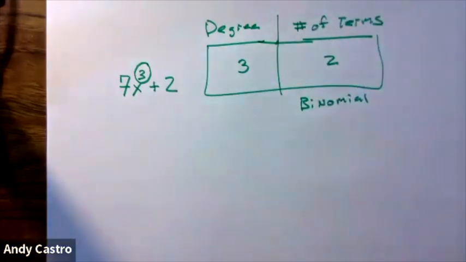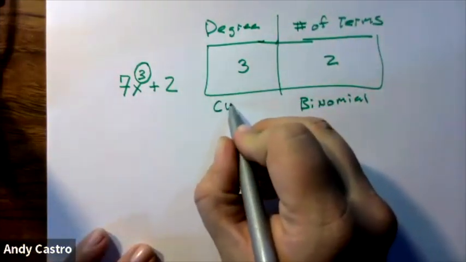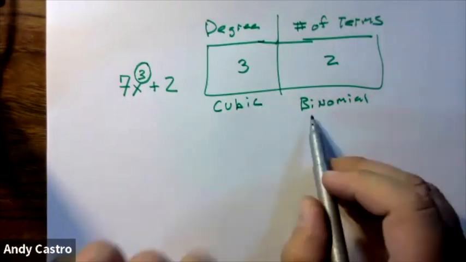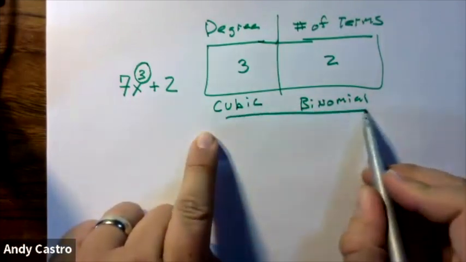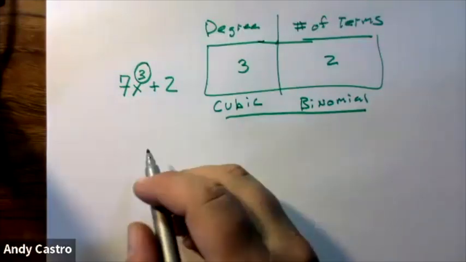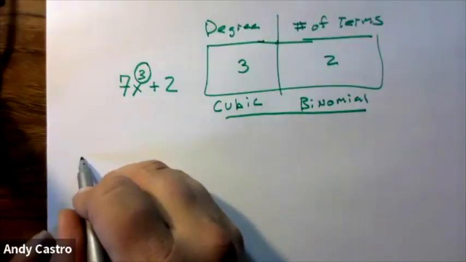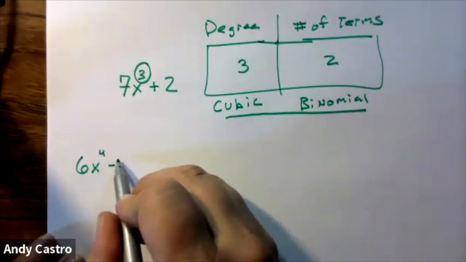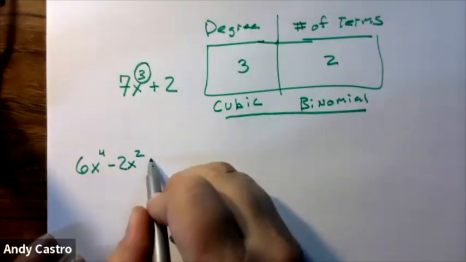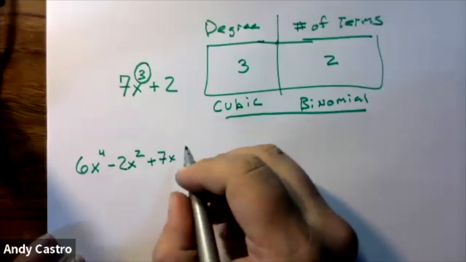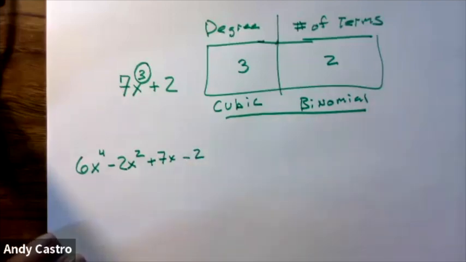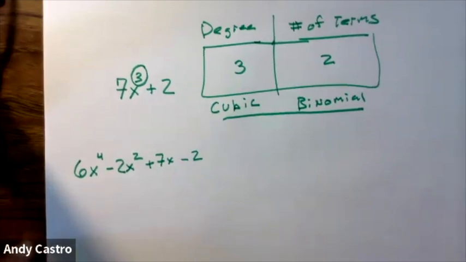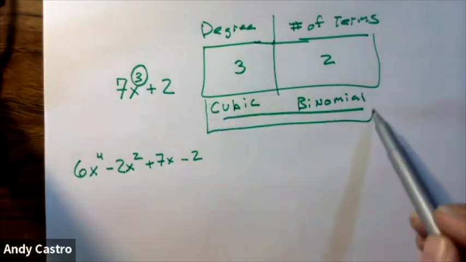Very good. This is called a cubic binomial. Cubic binomial. Very good. All right, let's move on to another one. Six x to the fourth minus 2x squared plus 7x minus 2.